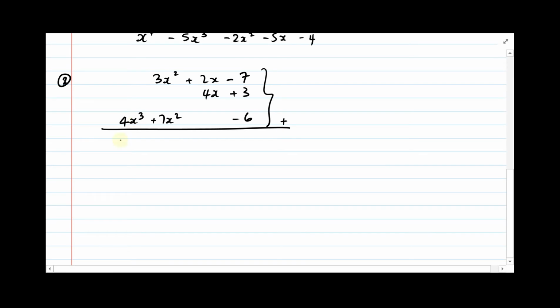And so what do I get? I end up with 4x cubed, 10x squared, 6x, 2 and 4 is 6. Watch the sign, negative 7 plus 3 minus 6. So I end up with negative 10. Alright?